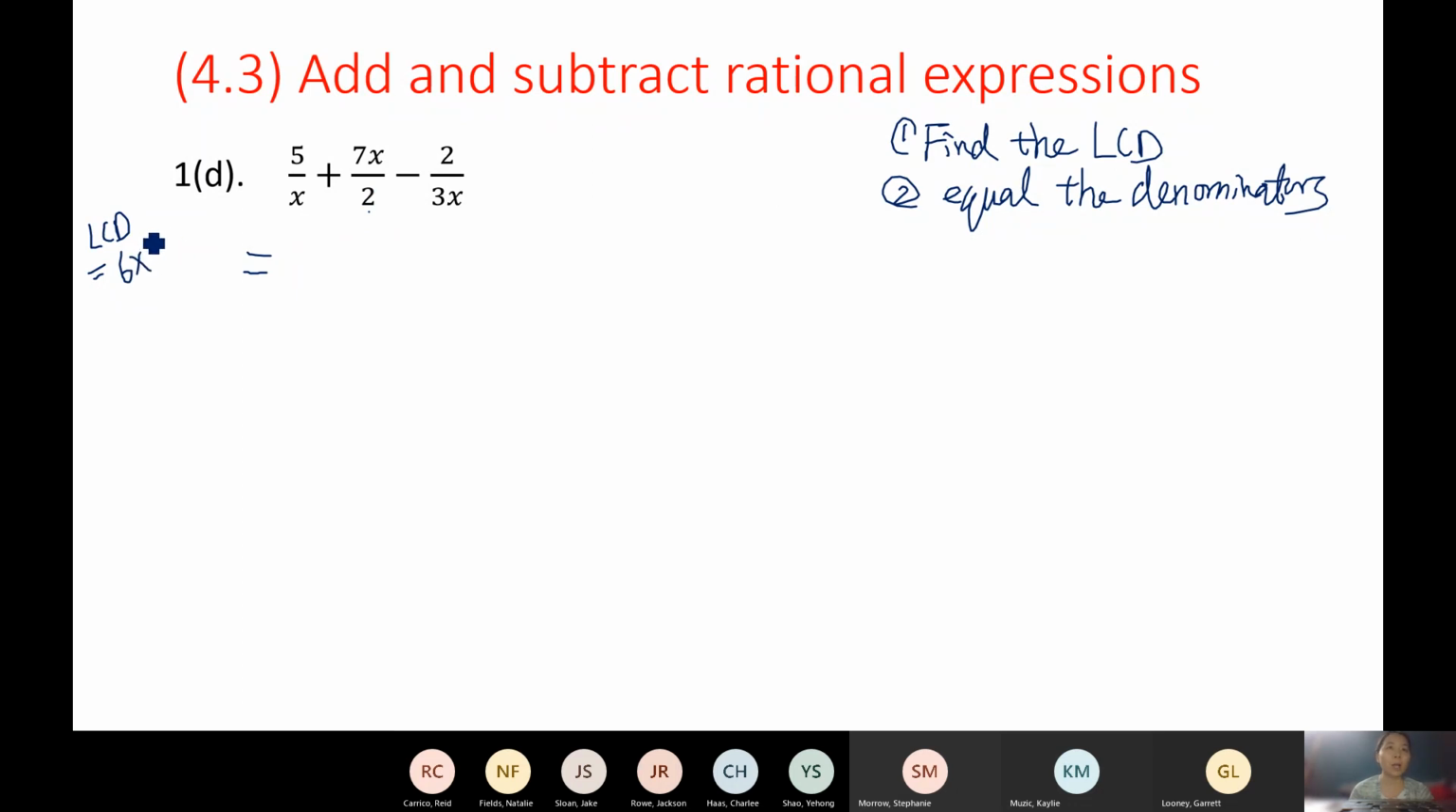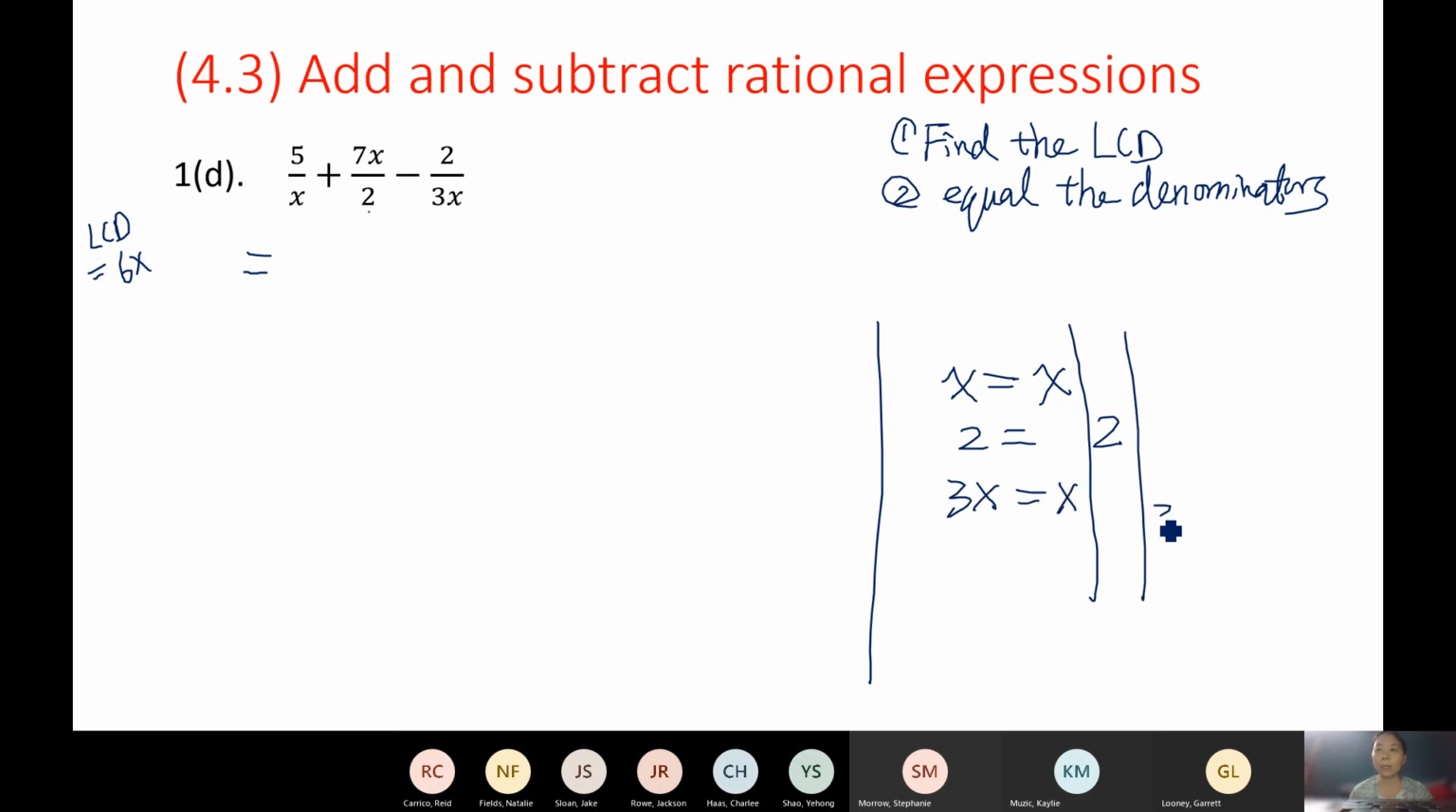But if you forgot how to do that, you will just have to break down everything. X, I cannot break it down. 2, I cannot break it down. Create a new column for that. 3x can be broken down as x times 3. And to look for the LCM, you bring down 1 from each column. So that gives you 6x. That matches what we got by looking at them.